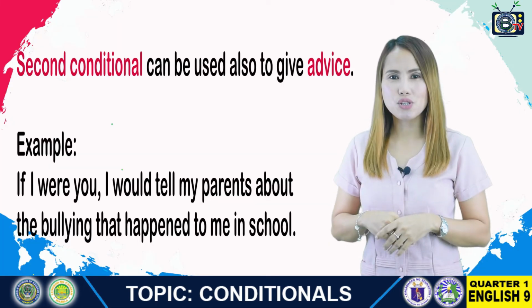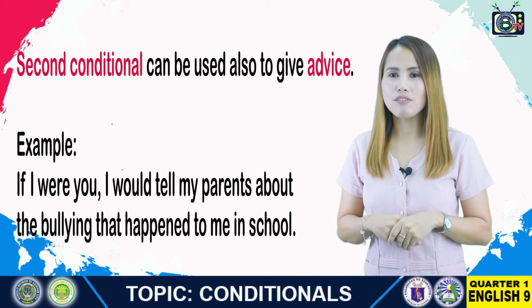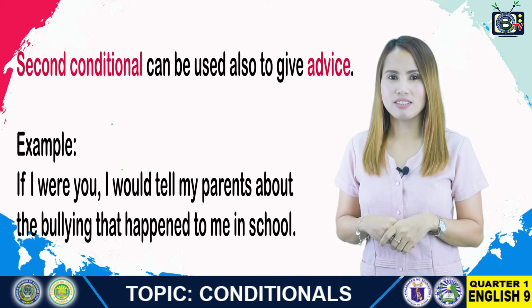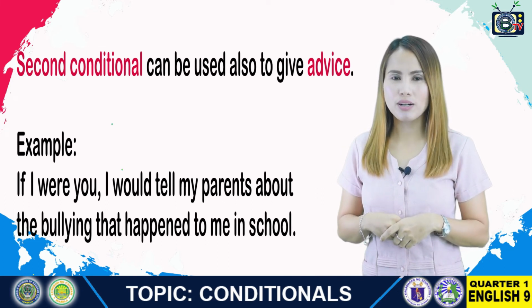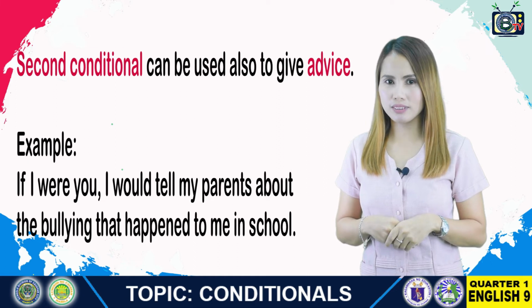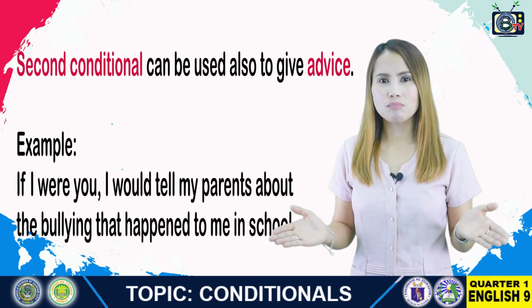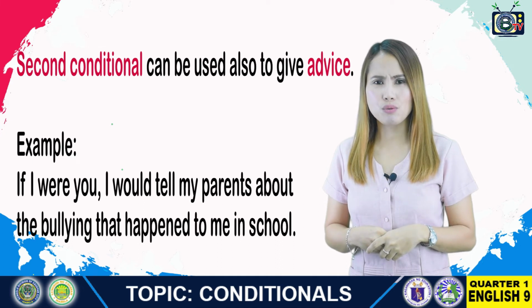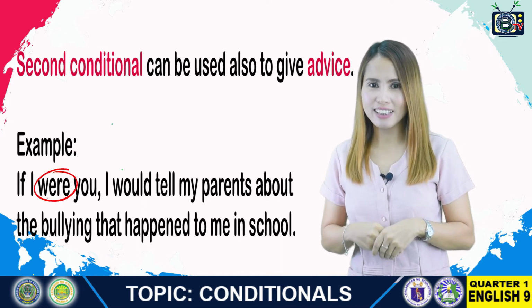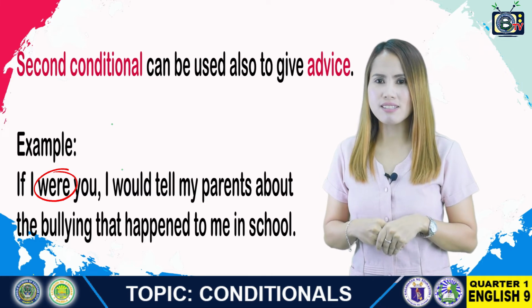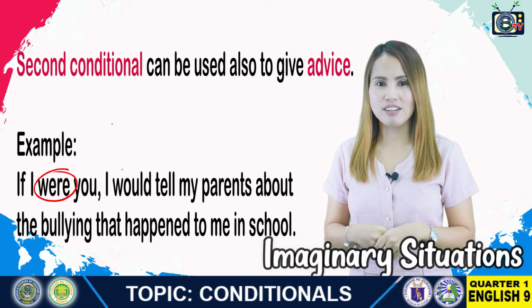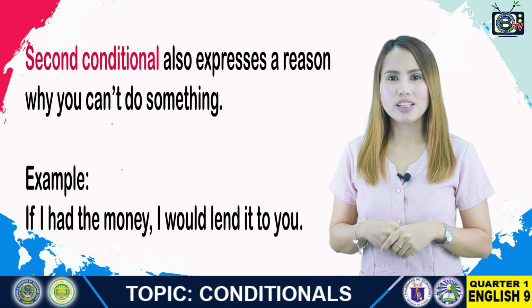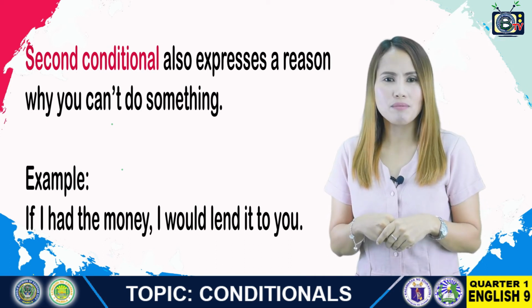In the second conditional, you usually imagine what you would do if you were in that situation. Say, for example, if I were you, I would tell my parents about the bullying that happened to me in school. In my example, you might be wondering why I use were with the subject I. The reason we use were instead of was is because the sentence is in the subjunctive mood, which is used for imaginary situations. It also expresses a reason why you can't do something.